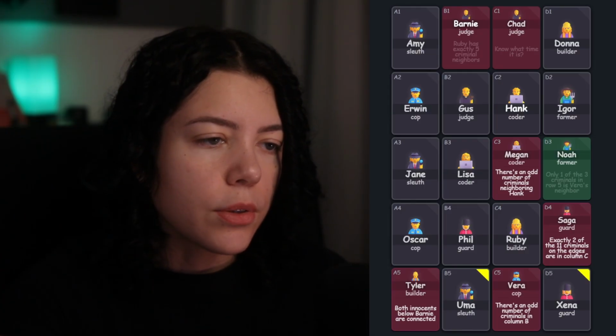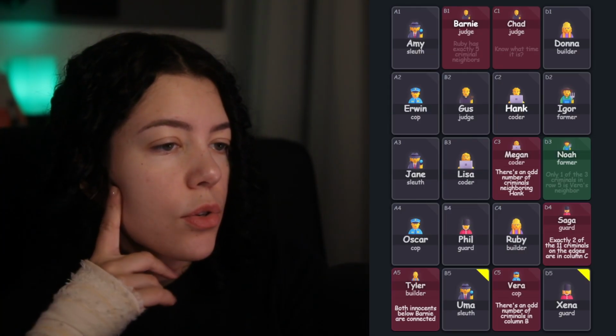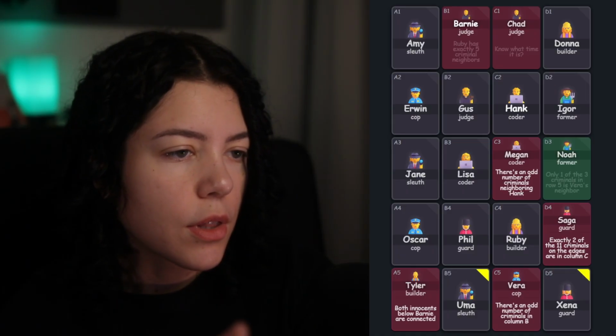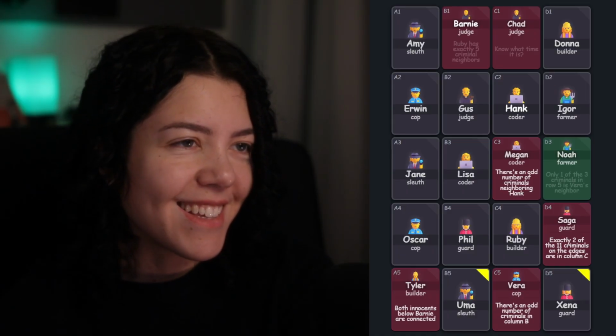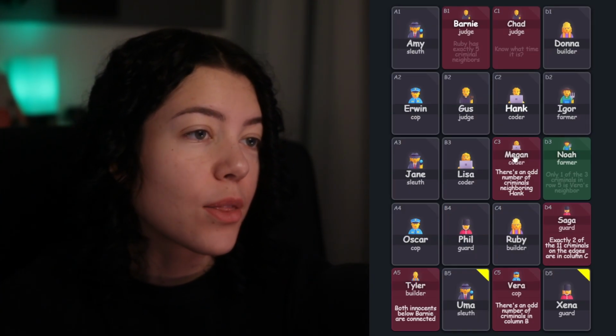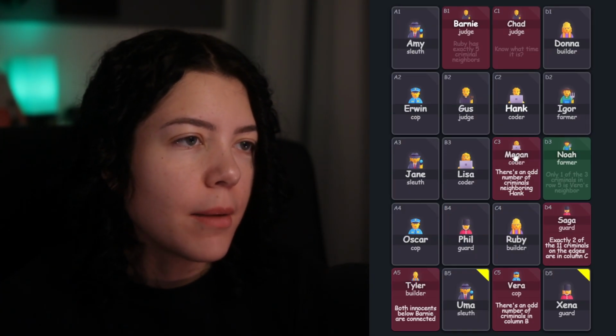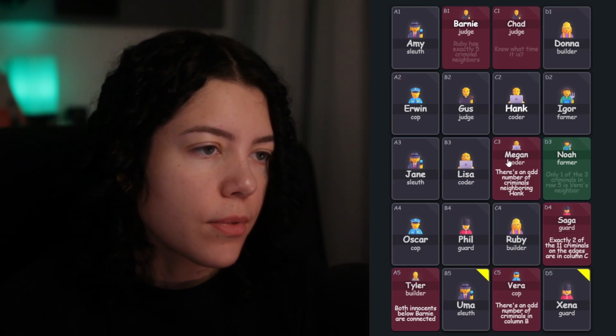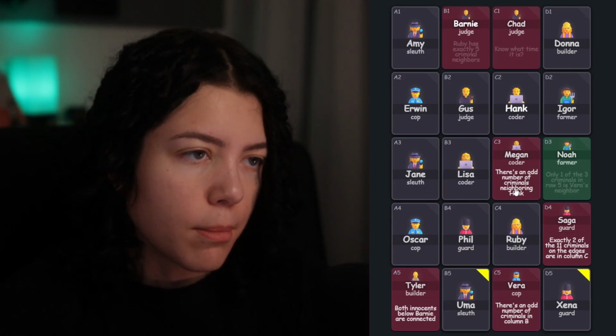Now, we know that there's 11 criminals on the edges. So from the 14 people on the edges, 3 of them are innocents. Hank now has 3 criminal neighbors, and he needs an odd number of those. 3 is an odd number.